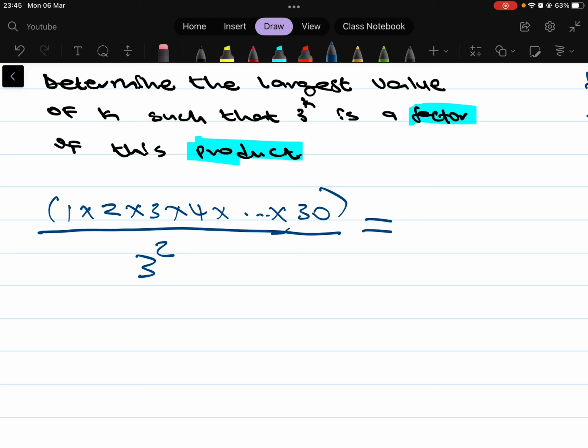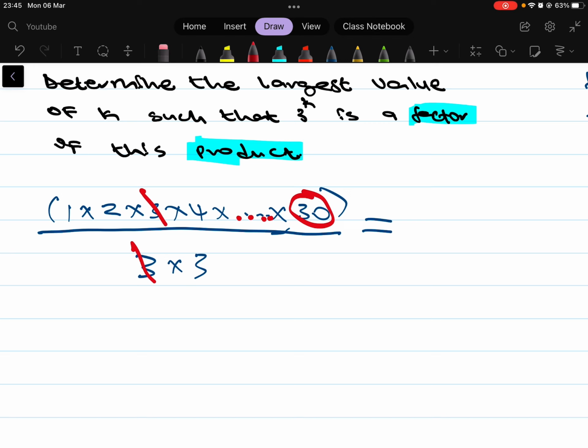You can rewrite it as 3 times 3, because 3 exponent 2 is basically 3 times 3. When k is 2, you have something like this in the denominator. So in that case, what's happening? This 3 will cancel with that 3, maybe.